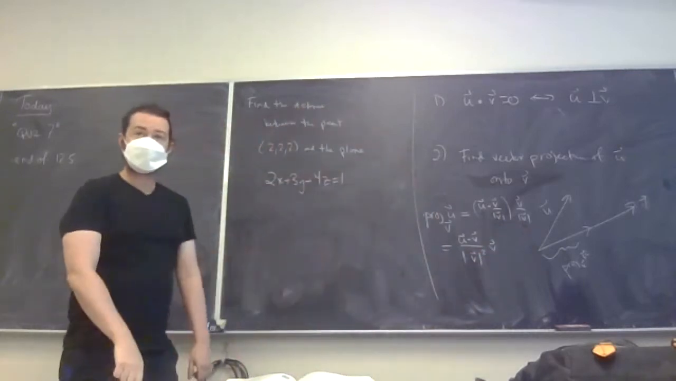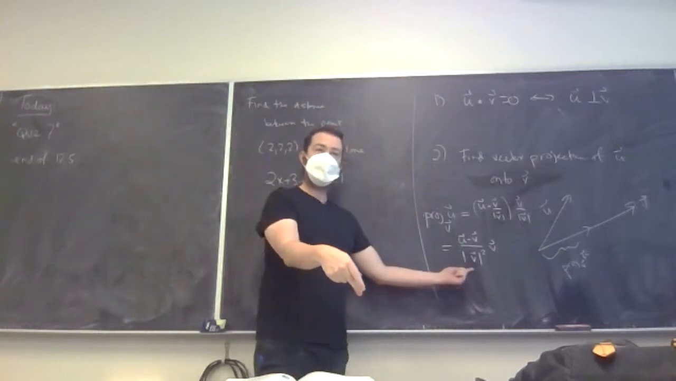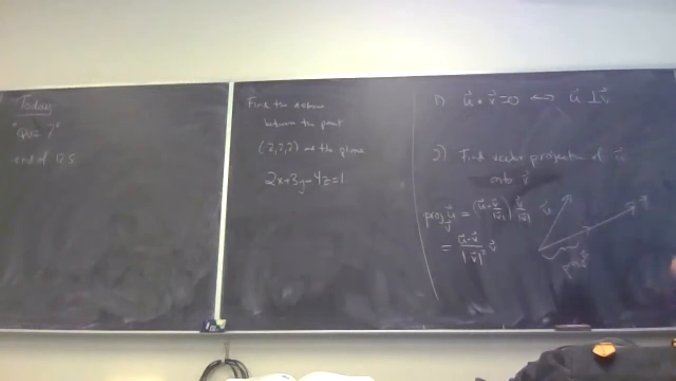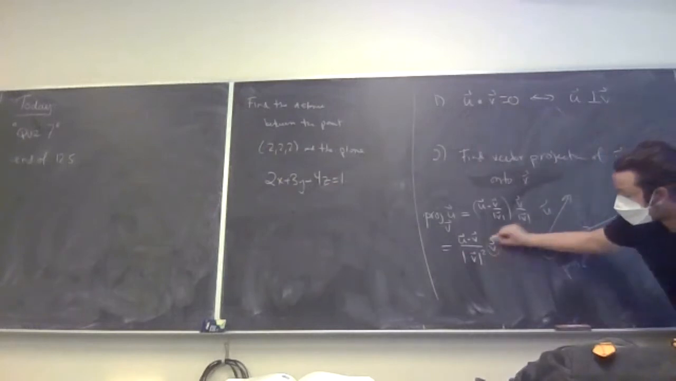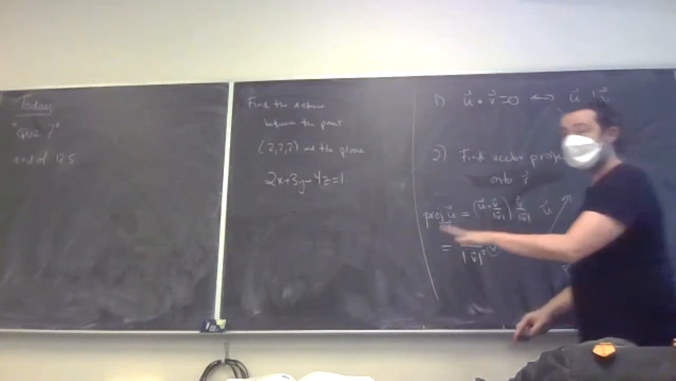Either way, it's important to use v here and not u because we're projecting onto v. So the vector that comes out at the end when we're projecting onto v has to point in the same direction as v, and that's what the v is doing here. It's easy to get that backwards, so be careful with it.